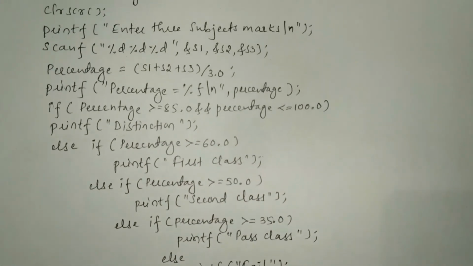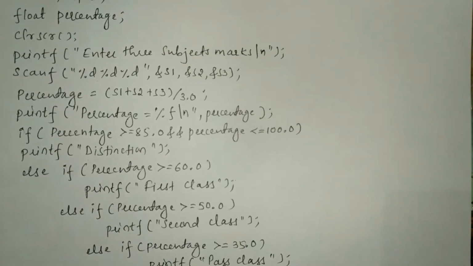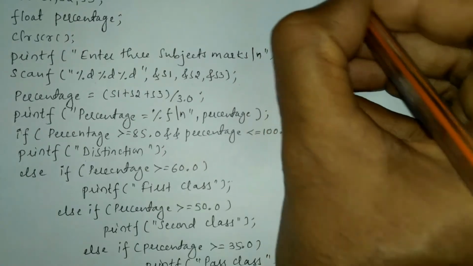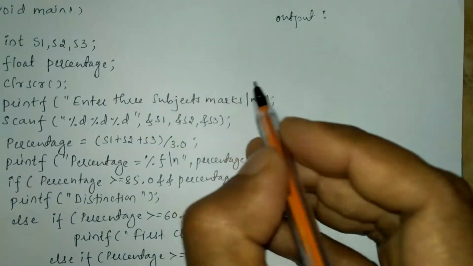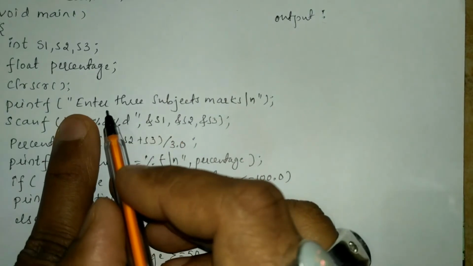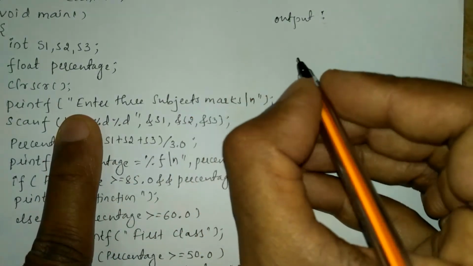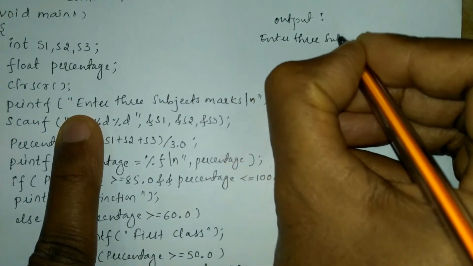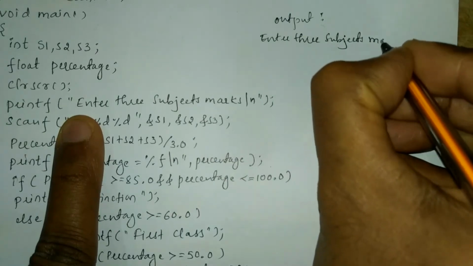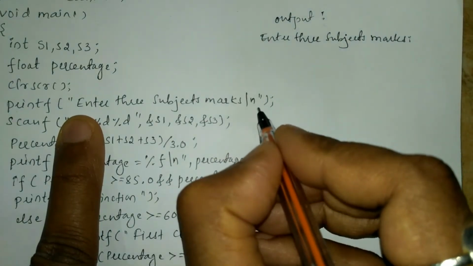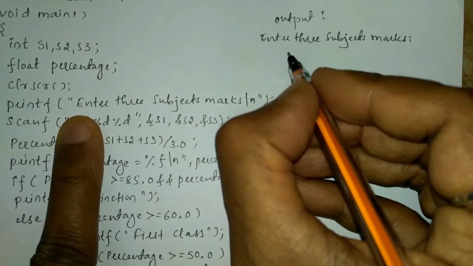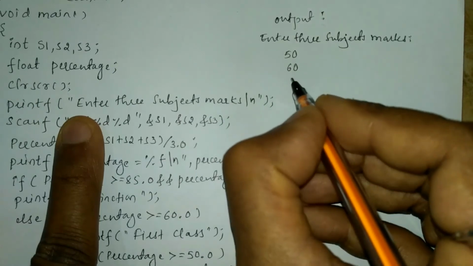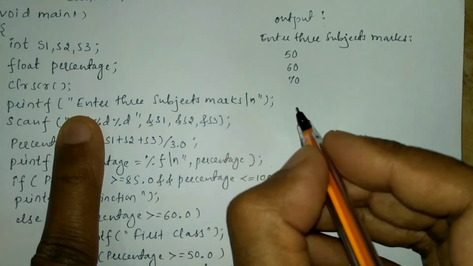Now let us take an example and see how exactly this works. Here I'm going to write the output. When we compile and run this program, it will ask the user to enter 3 subject marks. Here I'm going to write "enter 3 subjects marks", and because of this \n, the cursor will come down to the next line. For example, I'm going to enter 50, then 60, and then 70.